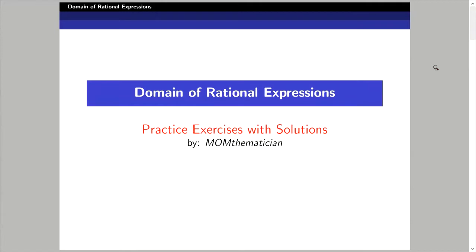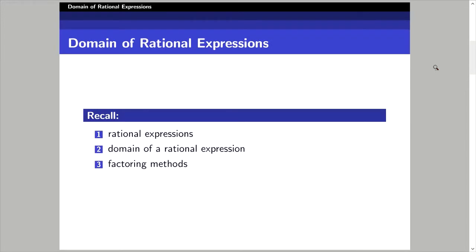Let me help you on how to find the domain of rational expressions. Okay? But before we do some exercises, let's recall the following. What are rational expressions? Do you still recall? A rational expression is a quotient of two polynomials. What does it mean? You have a polynomial in the numerator and you have a polynomial in the denominator.